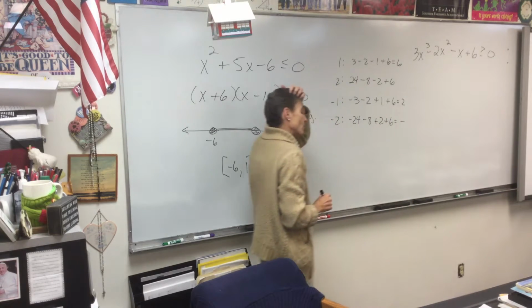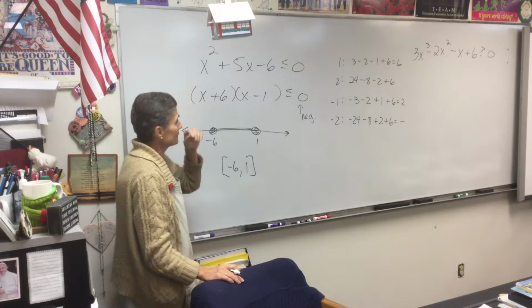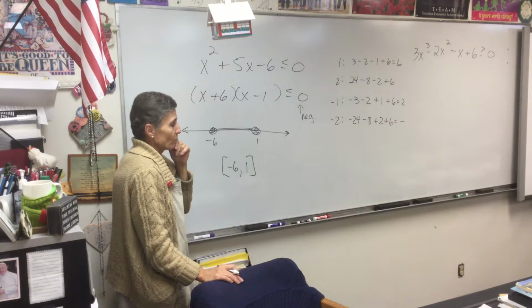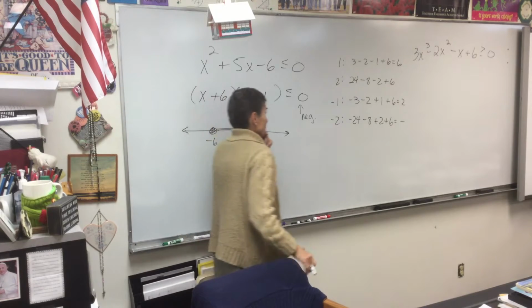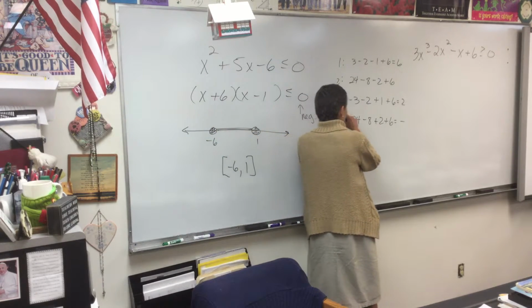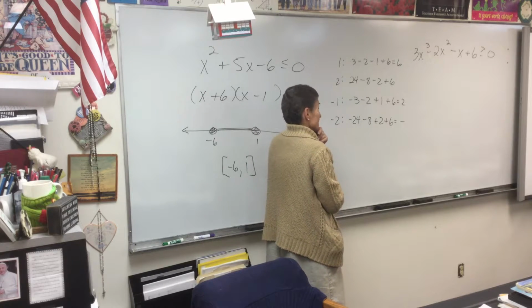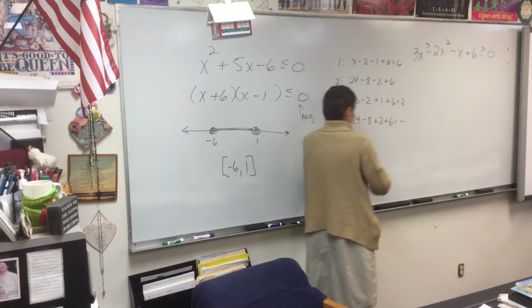Okay, we haven't talked about this, but this is a good time to insert this idea. I've tried all my favorite numbers. 1 and 2 are my favorites, and none of them gave me 0. But I did notice that when I put in negative 1, I got a positive answer. It wasn't 0. And when I put in negative 2, I got a negative answer.